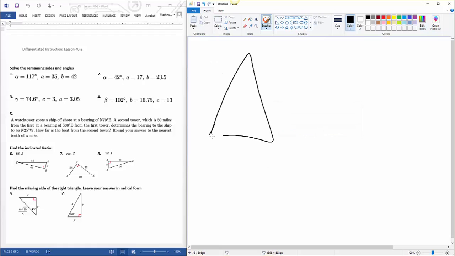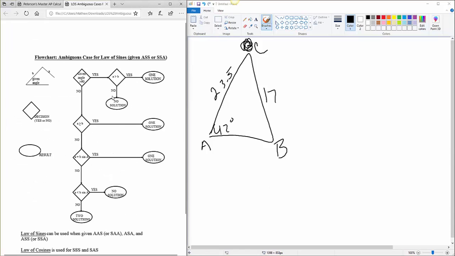So once again, here's my triangle. 42. Actually, I'll say this is B and this is C. So adjacent is 35, 23.5, and A is 17. Alright, so going back to the checklist. First, is my given angle greater than 90 degrees? No. Is my side opposite greater than or equal to B? So is my side opposite larger than my side adjacent? The answer is no. Move down to the next one.